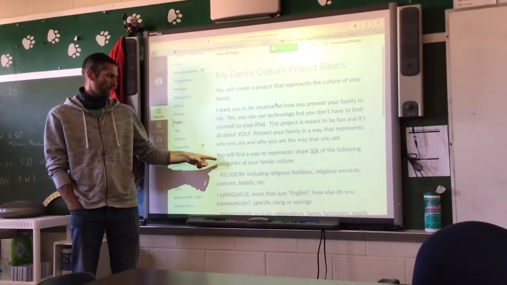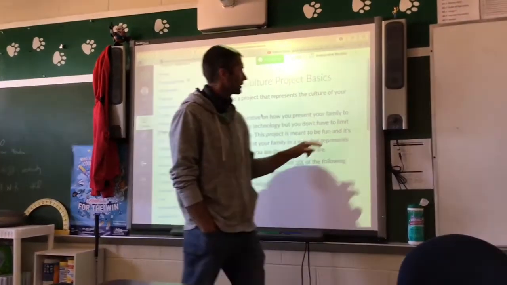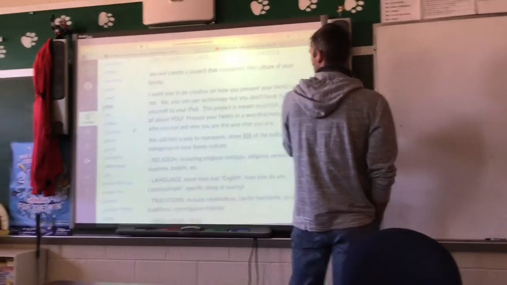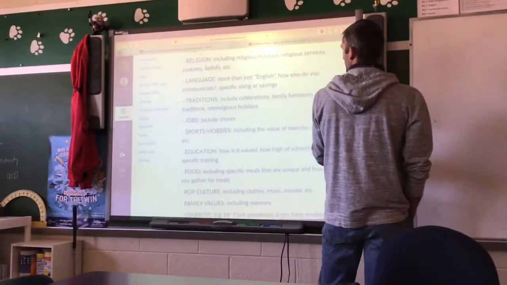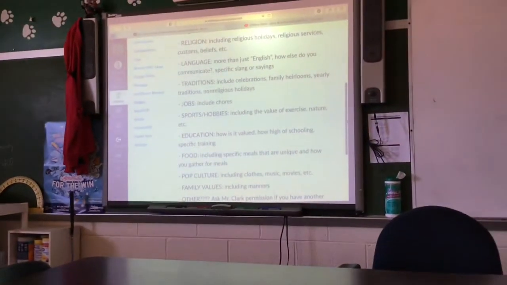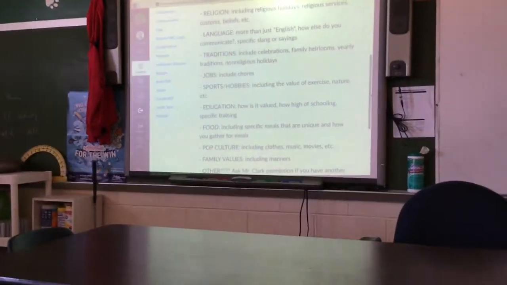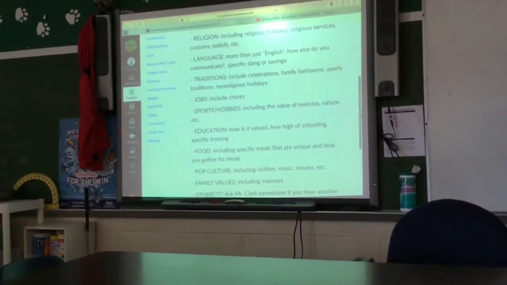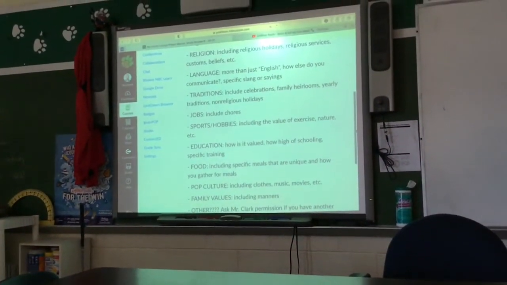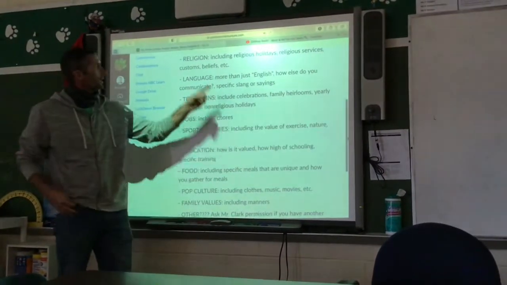Okay, you will find a way to represent and share 6 of the following categories of your family culture. So if you see down here the words that are capitalized, there are more than 6 of them. I think there's 9 of them. Are there 9? Yeah. Okay, so you need to do 6 of them. Do not do 7 or 8 of them. Do 6 of them. You're going to be graded on 6. If you do more than 6, I'm grading the first 6 that you do.